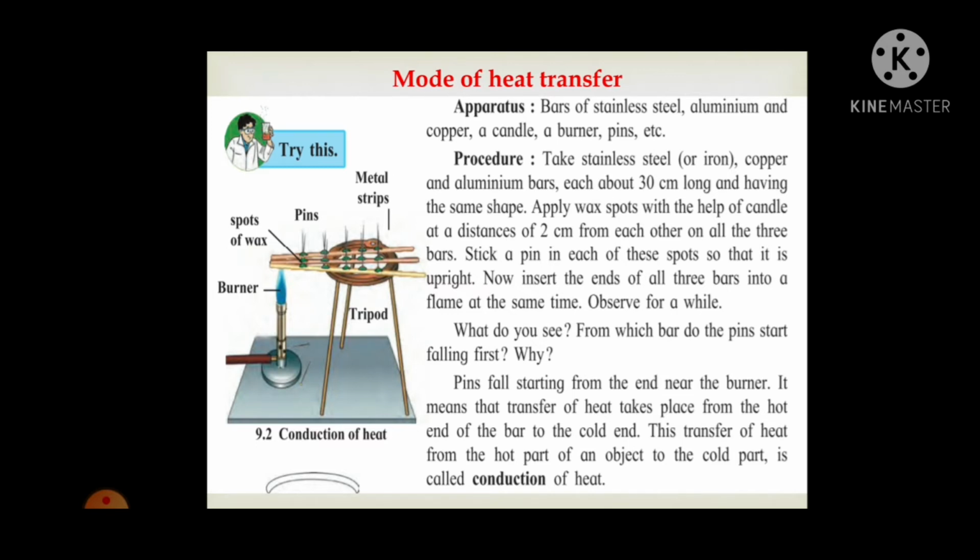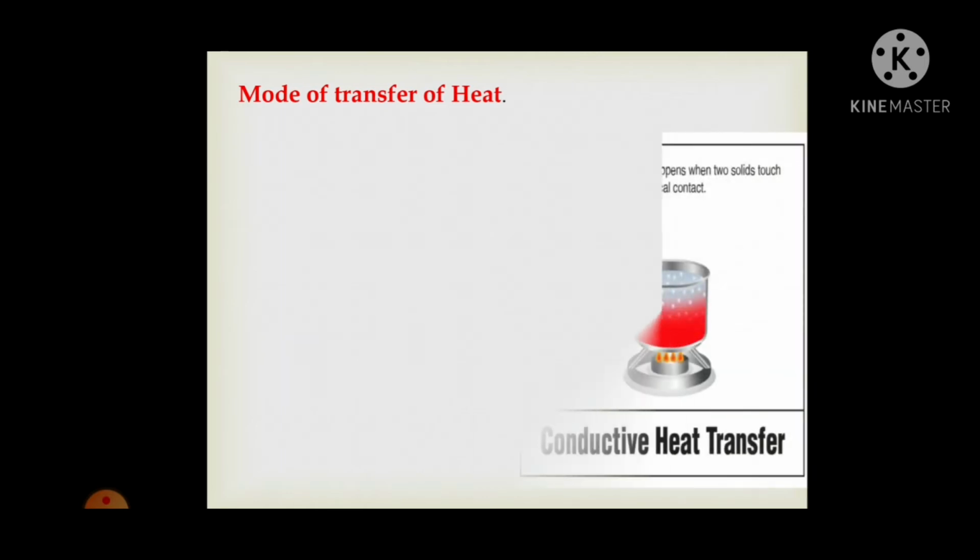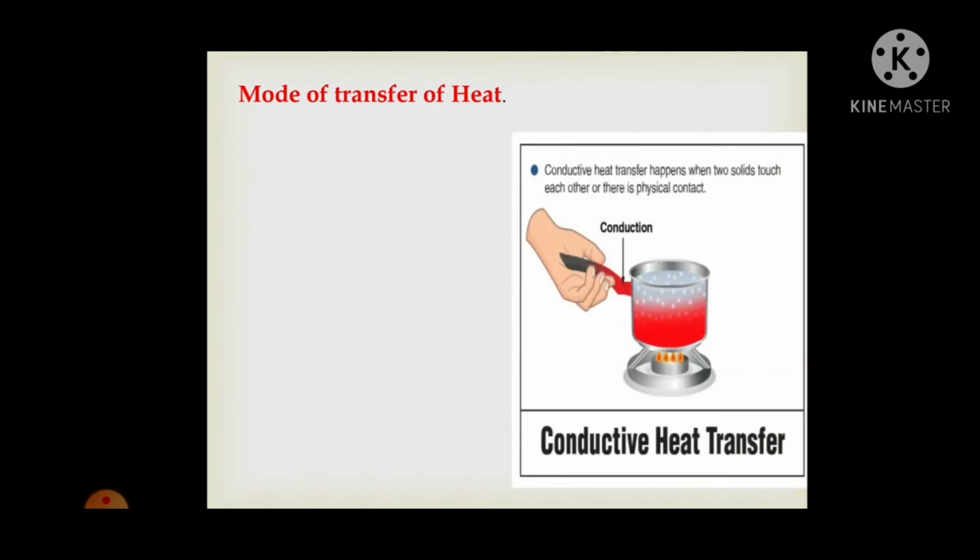What is conduction of heat? The transfer of heat from the hot part of an object to the cold part is called conduction of heat. Now here, mode of transfer of heat, you can see this is conductive heat transfer. Okay. Now there are two solid parts here. The handle is solid and the vessel is solid. Both are solid and the transfer of heat is happening.